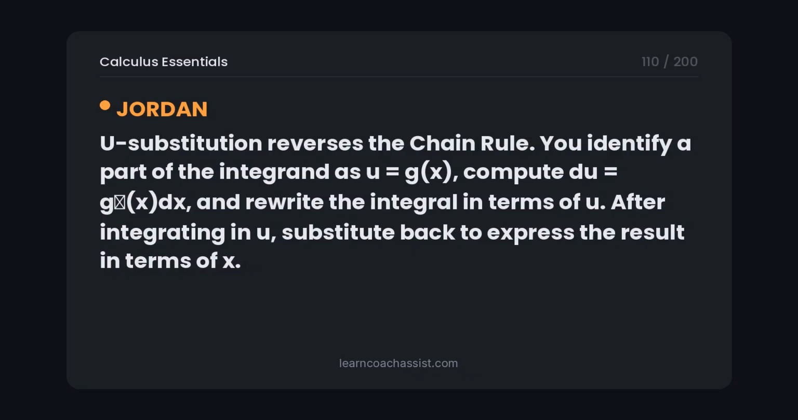U-substitution reverses the chain rule. You identify a part of the integrand as u = g(x), compute du = g'(x) dx, and rewrite the integral in terms of u. After integrating in u, substitute back to express the result in terms of x.